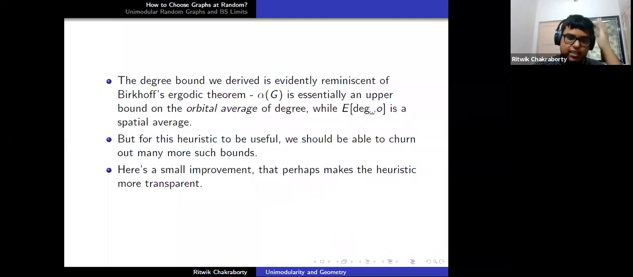Now the point here is that this degree bound that we have derived is quite evidently reminiscent of Birkhoff's ergodic theorem. Why? What does Birkhoff's ergodic theorem tell you? The discrete version says that if you have some measure space M and some measurable transformation F, then for any real valued integrable function phi, if you compute its orbital averages, these orbital averages converge as you take your average over the entire orbit, in particular they converge almost surely, and the integral of these orbital averages is exactly equal to the integral of the chosen function phi over my space M.